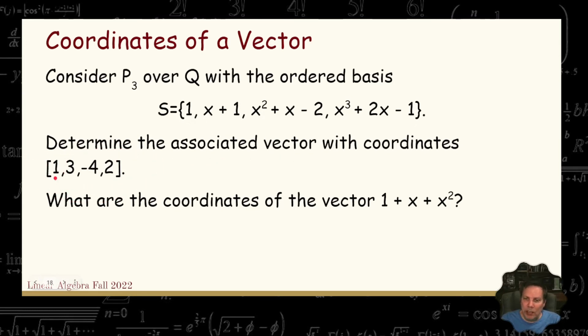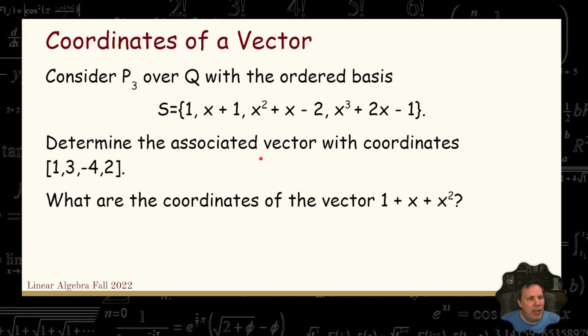Well, the way to do this is an ordered basis. I'm going to emphasize this word ordered. I have a first, second, third, and fourth vector, and I have these coordinates. These are coefficients. 1 is going to be the coefficient for the 1. The 3, I'm going to multiply that by x plus 1. Now this second vector, I'm going to multiply by -4. And the third vector, I'm going to multiply by 2. And then I collect like terms, and that's going to be my associated vector with those coordinates.